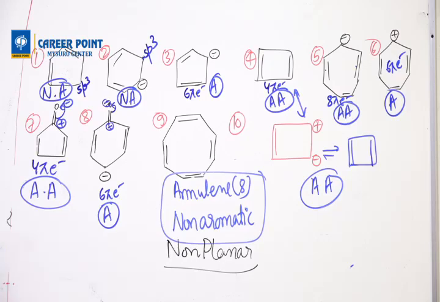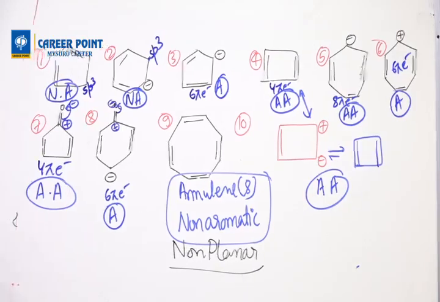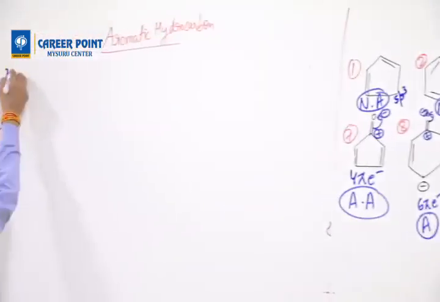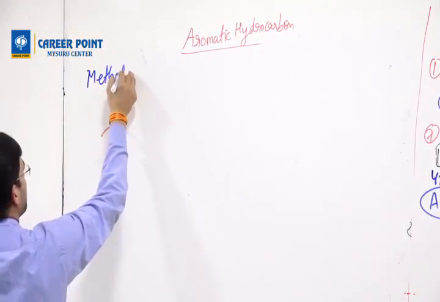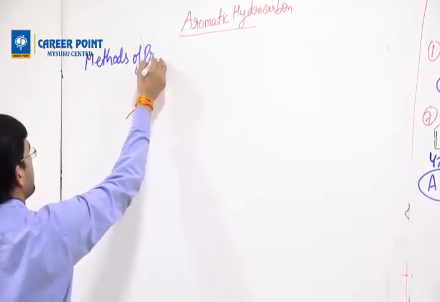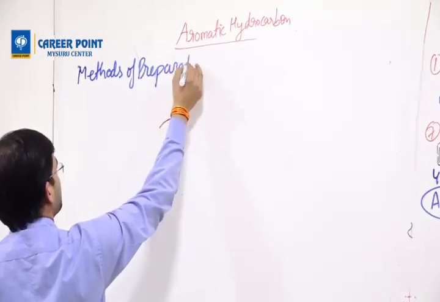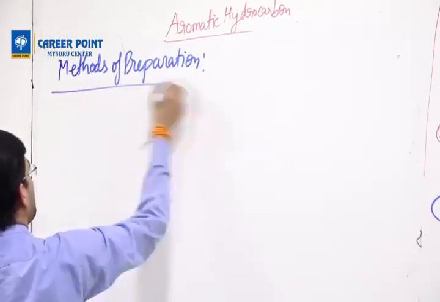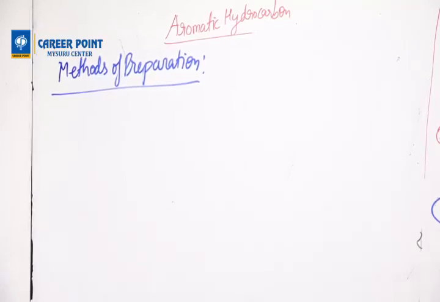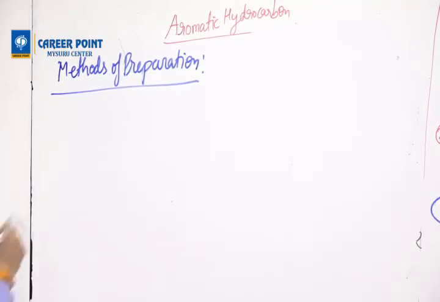Okay, so now we'll go to the next slide. Next is called methods of preparation. There are 3-4 reactions. We directly write the reactions, without adding more.